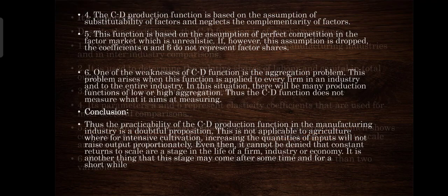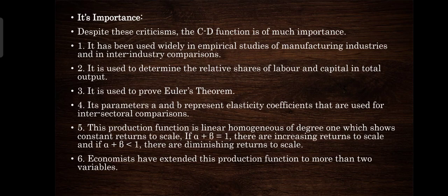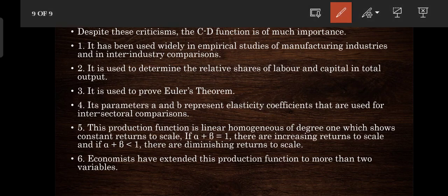Okay, then moving on, we are now going to the importance of the Cobb Douglas production function. The first one is that it is widely used in empirical studies. In the case of manufacturing industries, there is a need for empirical studies, and we will be using this Cobb Douglas production function for that. The second one is that it is used to determine the relative shares of labor and capital in total output. That is, when a production is completed, we want to know how much labor contributed to that particular output or how much the capital contributed. The relative shares can be identified using this function.